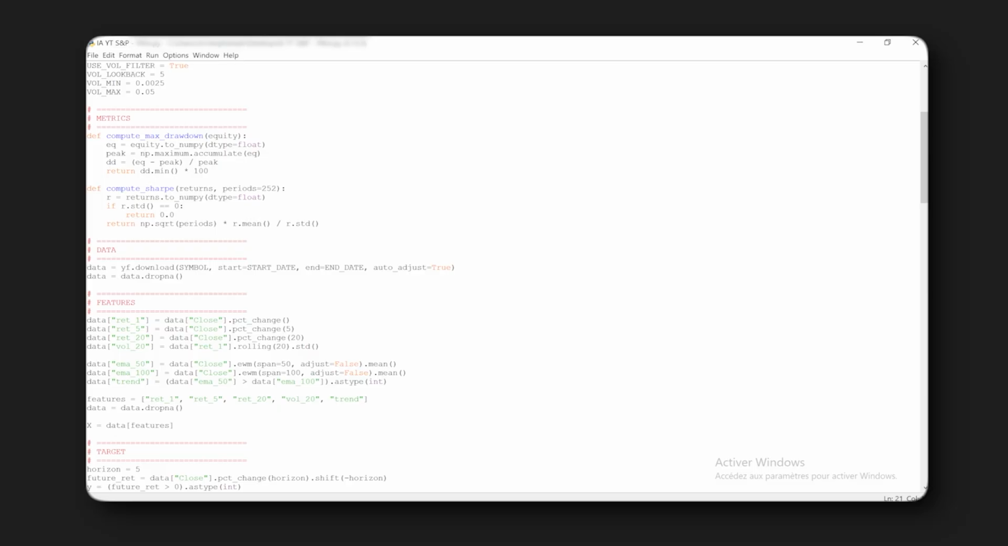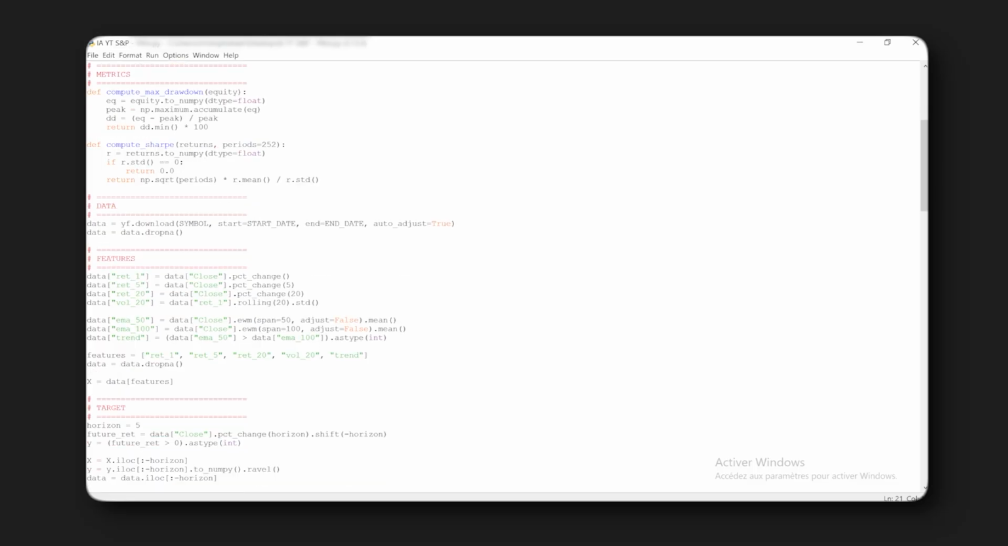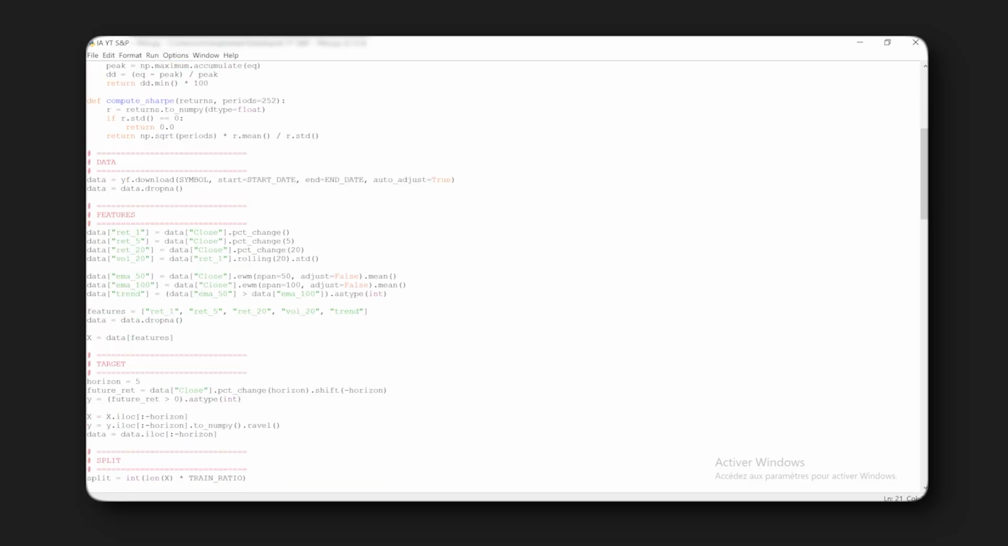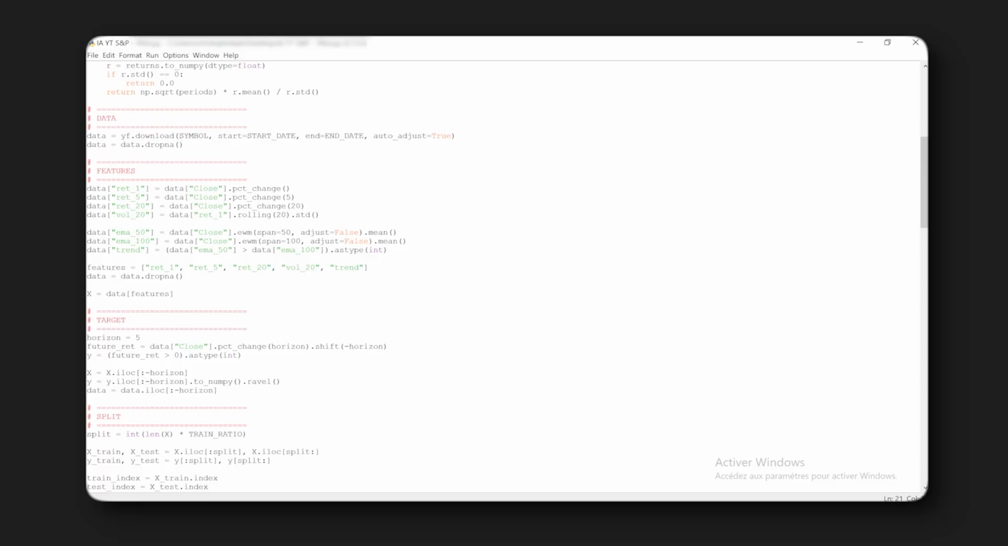The data, simple and realistic. The strategy uses daily price data from the S&P 500. No alternative data, no news, no sentiment indicators, only information that any trader already has access to. Prices, returns, volatility, and trend. This is intentional. If a strategy only works with exotic data, it's not robust.